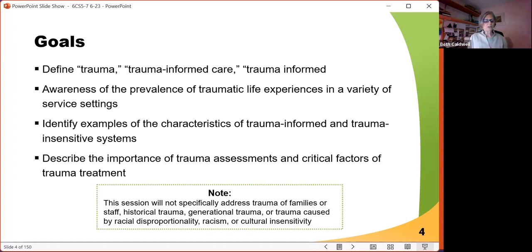Note, as we shared yesterday, there are thousands of articles and training programs related to trauma, and this session is not going to be able to address all the different aspects. We're not addressing trauma of families or staff, historical trauma, generational trauma, trauma caused by racial disproportionality, racism, or cultural insensitivity. We're also not going to be covering vicarious trauma, which can actually lead to compassion fatigue. But we will be giving you the foundation of what's needed to really move to the next steps in your organizations. And I'm sure many of you are already doing much of this.